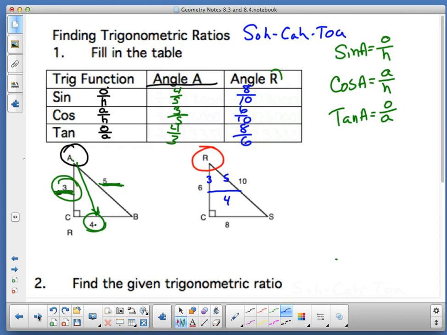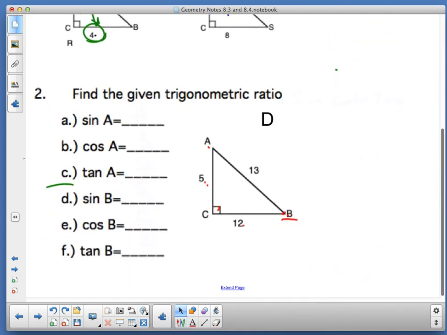4 divided by 3, 1 1/3. And 8 divided by 6, 1 1/3. Same ratio when the triangles are similar. Doesn't matter. Works all the time. Okay. Now, we're going to find that trig ratio again here with a different triangle.